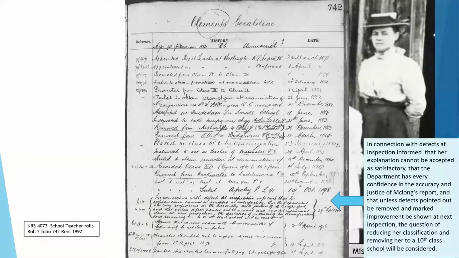Finally, down here, I've transcribed it for you because I want to show you the texture of some of these records. In connection with the facts at inspection, informed that her explanation cannot be accepted as satisfactory, that the department has every confidence in the accuracy and justice of McLong's report, and that unless defects pointed out be removed and marked improvement be shown at next inspection, the question of reducing her classification and moving her to a 10th class school will be considered.